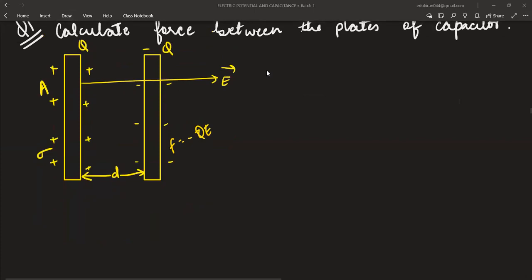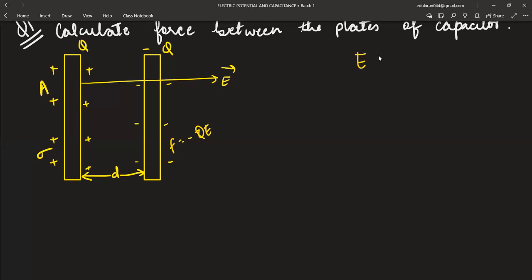See class, we have to calculate the force between the two plates of a capacitor. The first plate is completely charged with positive and the second is charged with negative charges. Now the electric field's direction will be away from the positive towards the negative, so this direction will be valid.